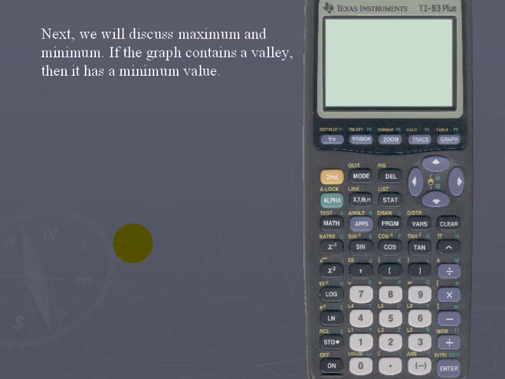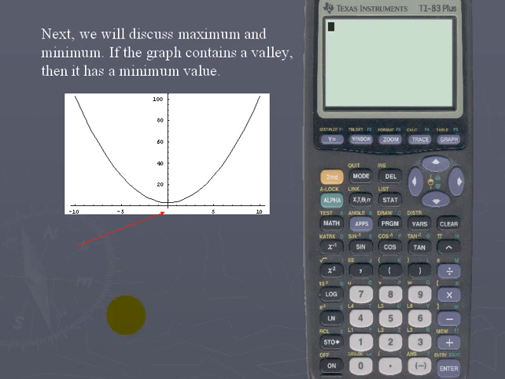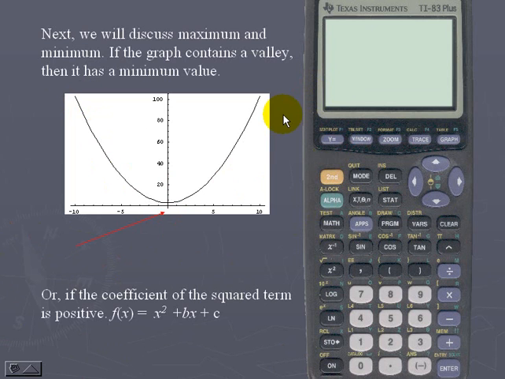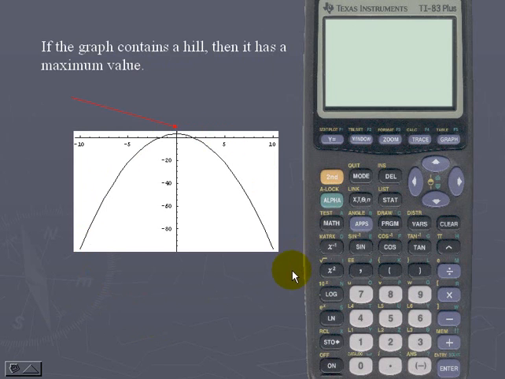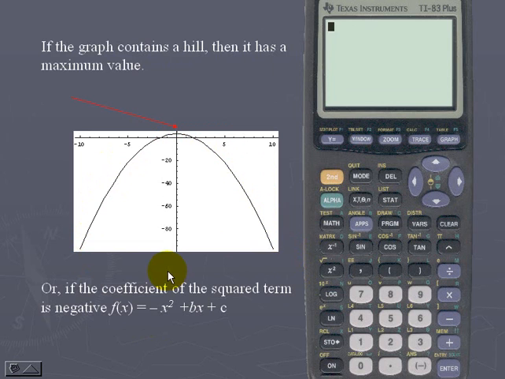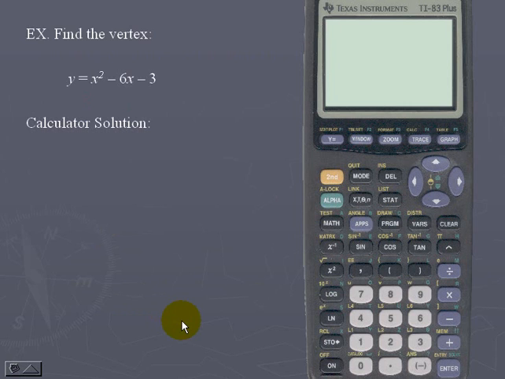Next, we will discuss maximum and minimum. If the graph contains a valley or a U-shaped graph, then we have a minimum value. Or if the coefficient or the number part of the squared term is positive, we also have a minimum value. If the graph contains a hill or an upside down U shape, then we have a maximum value. Or if the coefficient of the squared term is negative, we also have a maximum value.